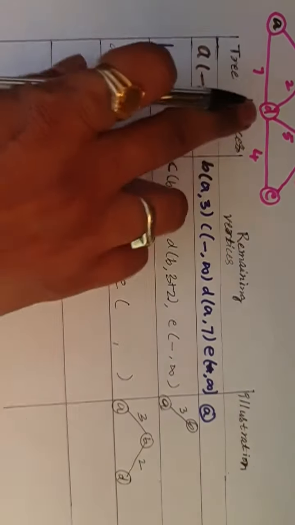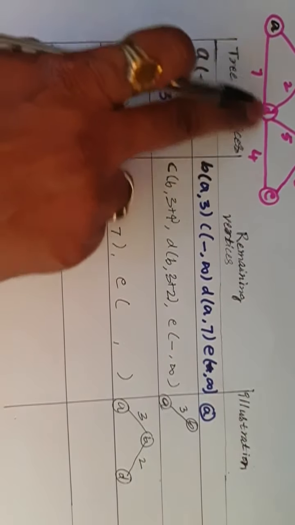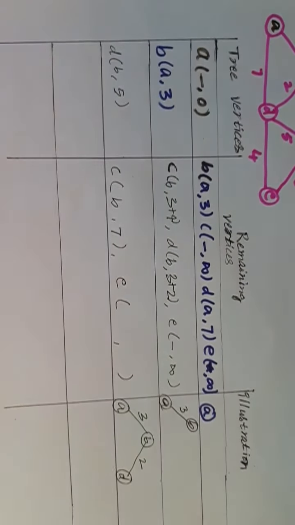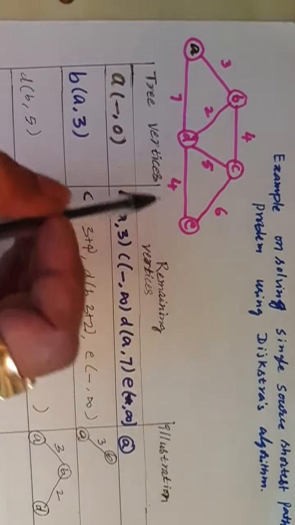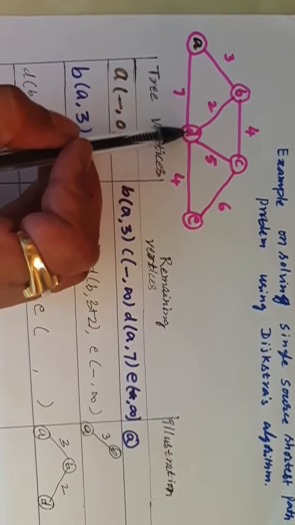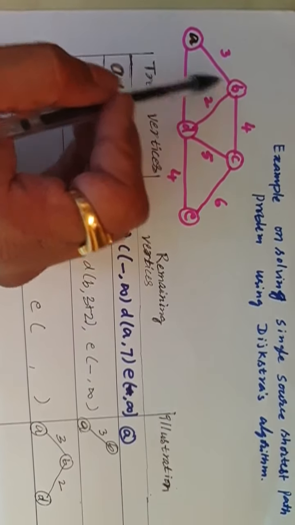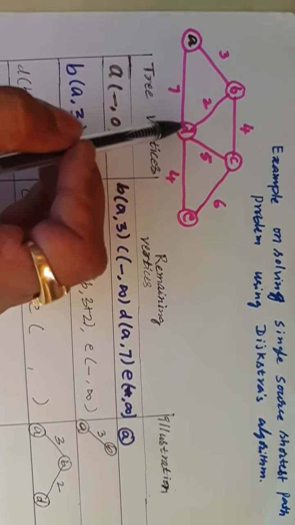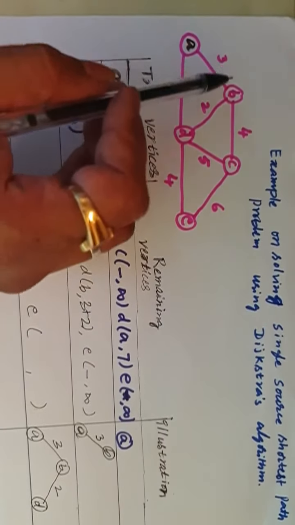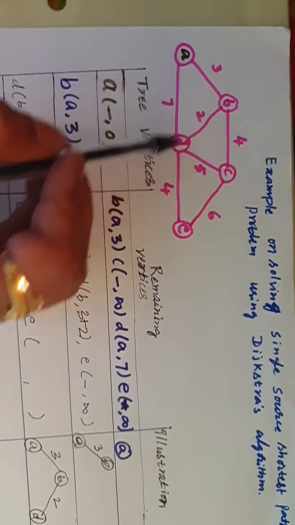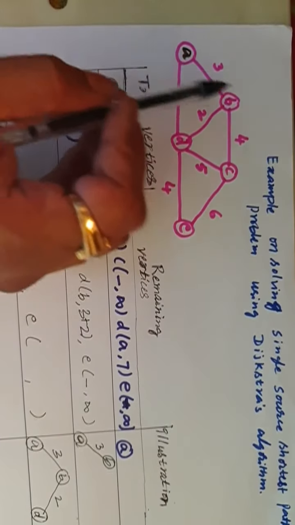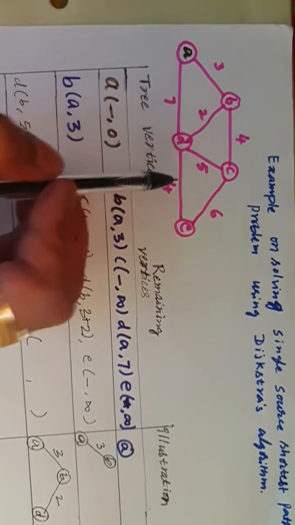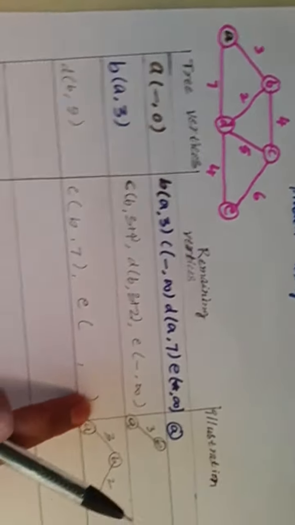Yeah, through D, yes, it's possible. 7 plus 4, 11. But there is one more path to reach A through D. One more path is E to D, D to B, and B to A. This is also through D only. What is the cost of this path? 3 plus 2, 5, 5 plus 4, 9. And the ADE path is 11, the ABDE path is 9. So which one is minimum?